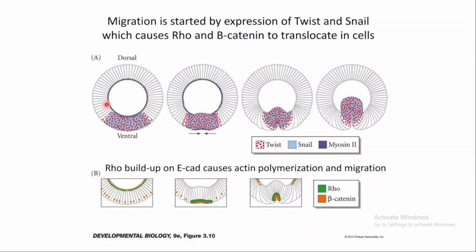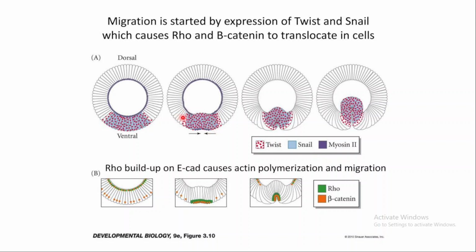So if we look at the mesoderm induction in Drosophila, the mesoderm induction happens on the ventral side of the Drosophila. Migration is started by the expression of twist and snail. These are two factors that we encountered in the previous question. So here is a representation cross section of a Drosophila embryo. This side represents the dorsal side and this side is the ventral side. You see these red dots are the twist expression domain and the blue is the snail expression.